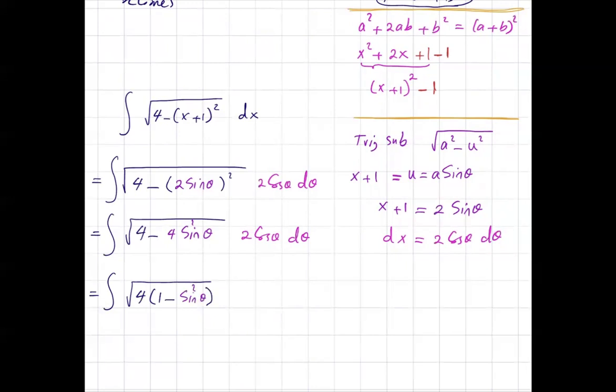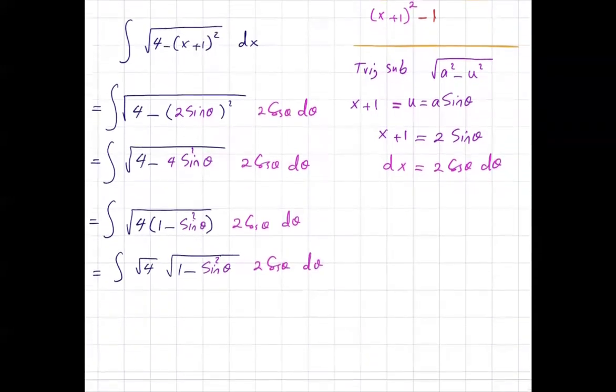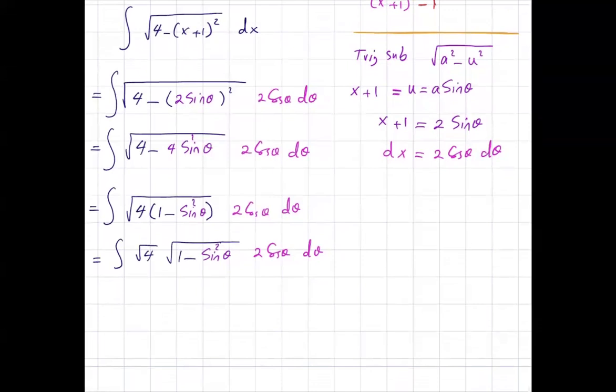Then you have 2 cosine theta d theta. Very good. This integral can be written as the integral of square root of 4 times square root of 1 minus sine squared theta times 2 cosine theta d theta. Very good. So let's continue.